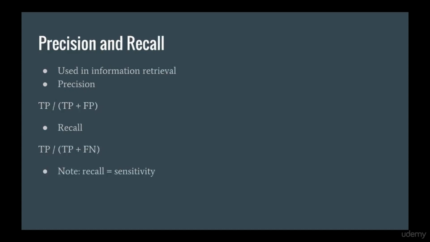In information retrieval, we use precision and recall. Precision is defined as true positives divided by true positives plus false positives. Recall is defined as true positives divided by true positives plus false negatives. Note that recall is the same as sensitivity.